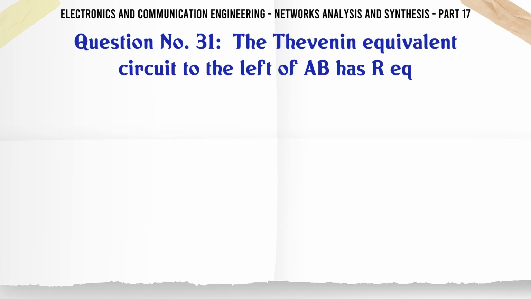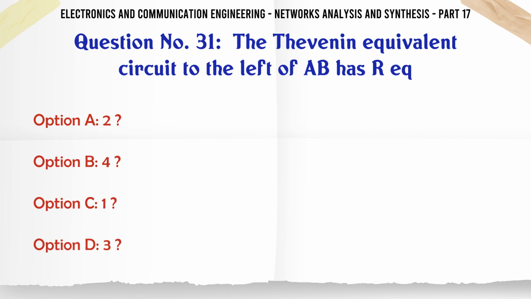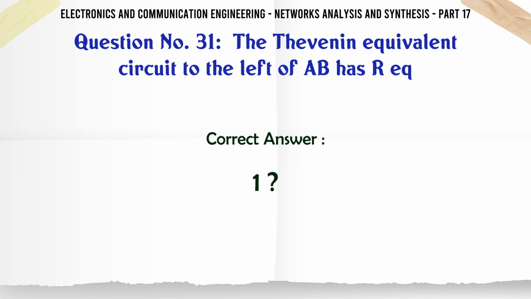The Thevenin equivalent circuit to the left of AB has Rth = A. 2, B. 4, C. 1, D. 3. The correct answer is 1.